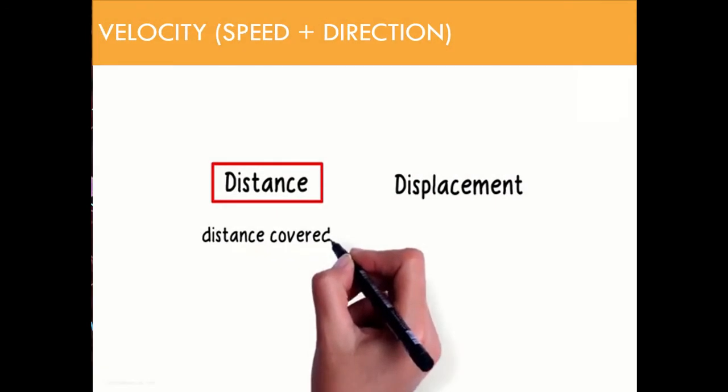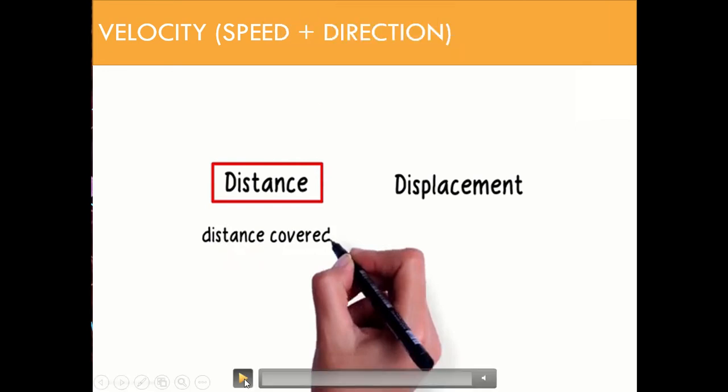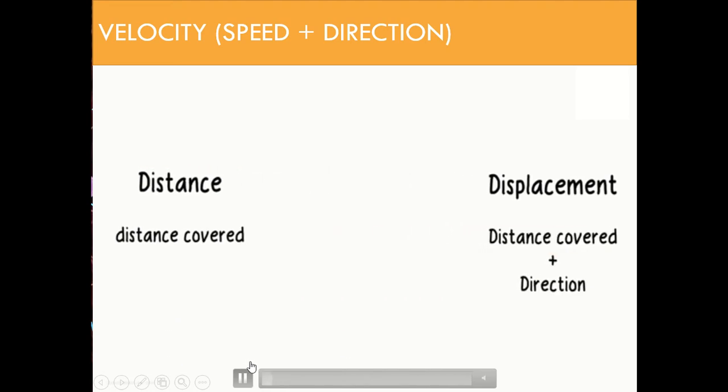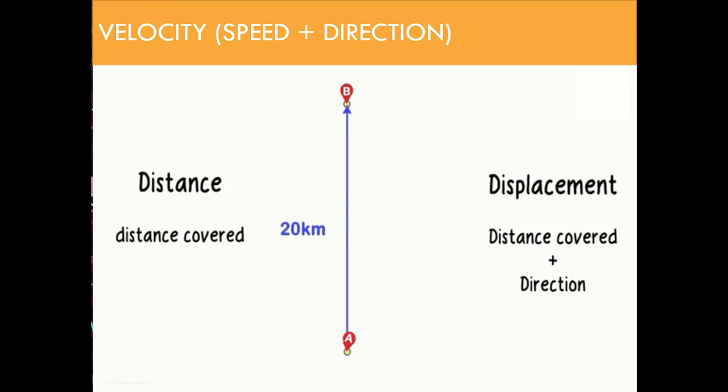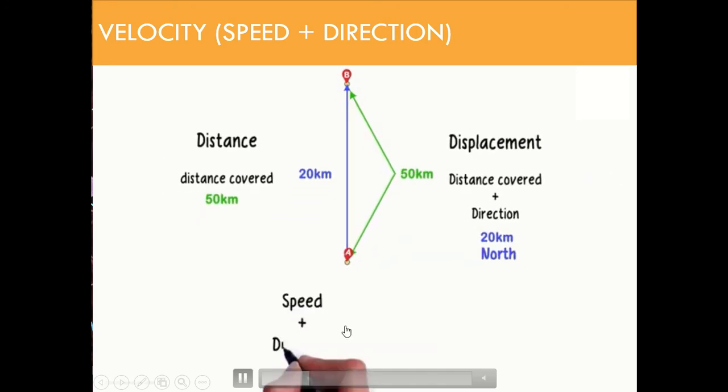Now, first we understood what speed is. It is the distance traveled divided by time taken. Now we try to understand what velocity is. Distance covered is simply the distance, but displacement has some direction. So point A to B has a displacement of 20 kilometers, but the distance of 50 kilometers.